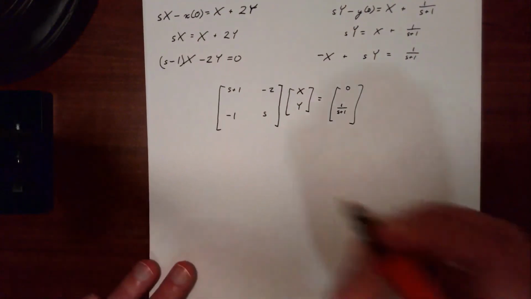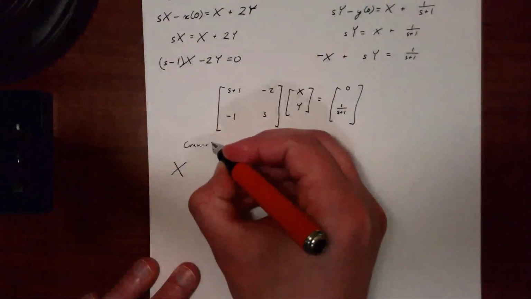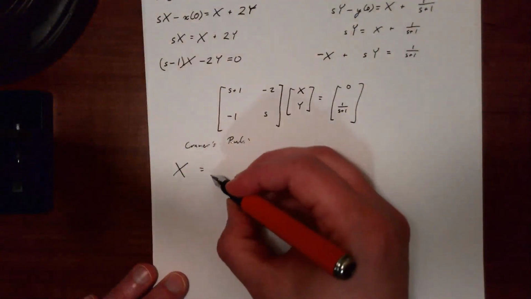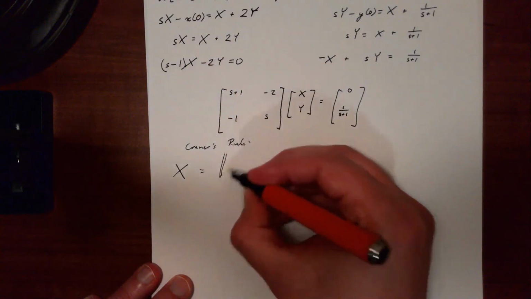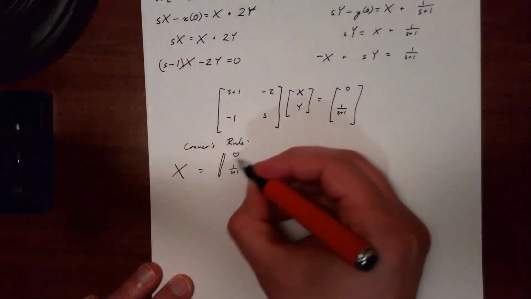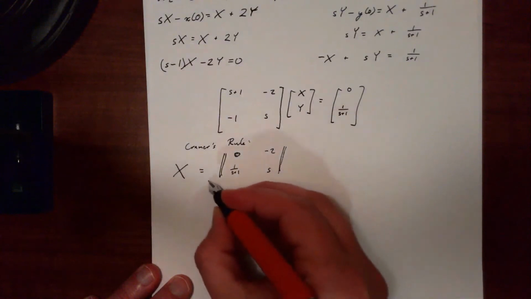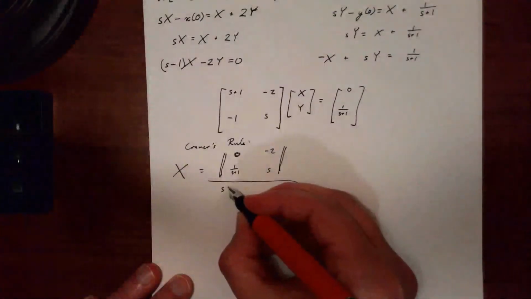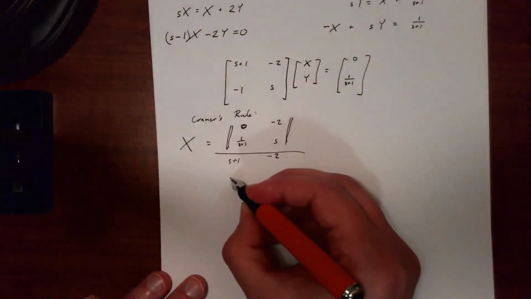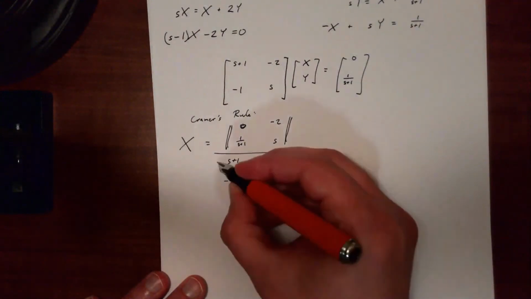And so then, according to Cramer's rule, I can actually get the X by just taking the determinant [0, 1/(s+1); -2s, ...] divided by the original determinant, [s+1, -2; -1, s].